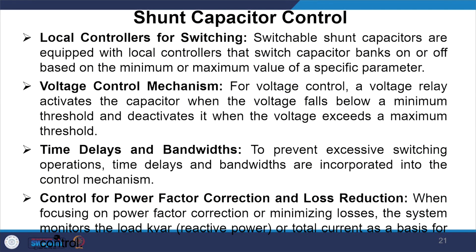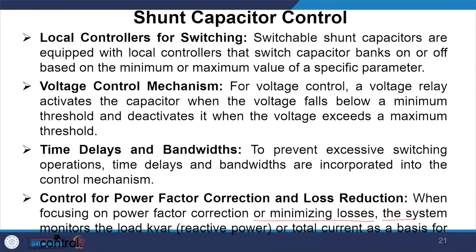Switchable shunt capacitor is an interesting device where, instead of discrete switching, probably we can have a bit of continuous switching. They are equipped with local controllers that switch capacitor banks on or off based on the minimum or maximum value of specific parameters. For voltage control, a voltage relay activates the capacitor when the voltage falls below a minimum threshold and deactivates it when the voltage exceeds a maximum threshold. It means when the voltage drops from 1 per unit to 0.95 or 0.9, then it activates, and when it is close to 1.1 or 1, then probably it deactivates.